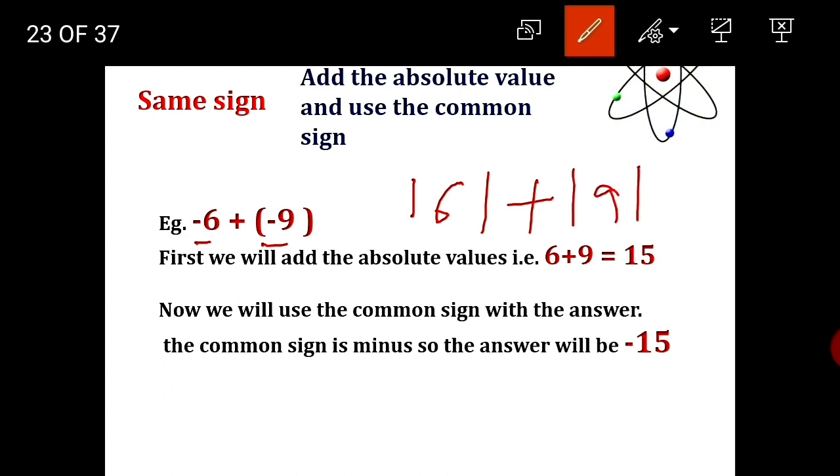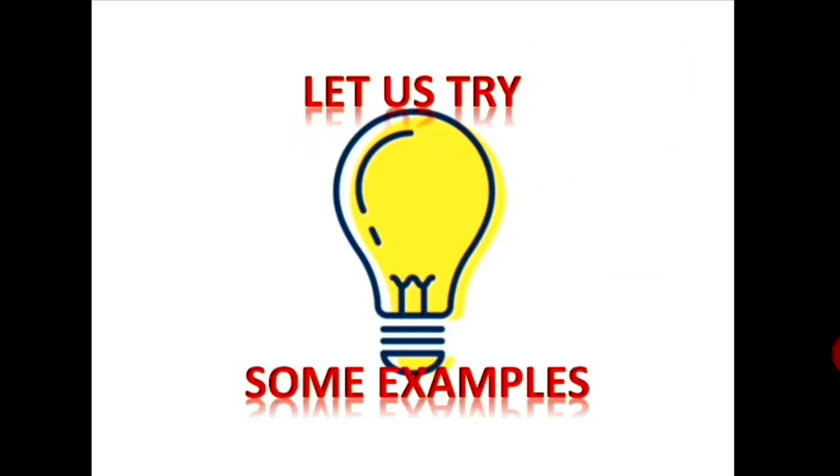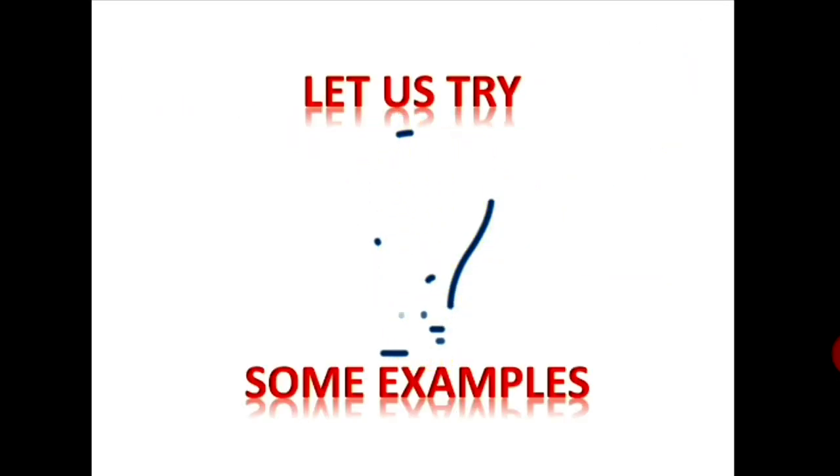It will be 6 plus 9. When we add 6 and 9, we get 15. After adding the absolute value, we have to use the common sign. The common sign in 6 and 9 is minus. The answer will be minus 15. Now, let us try some examples.